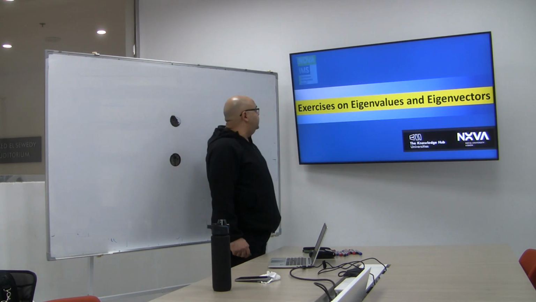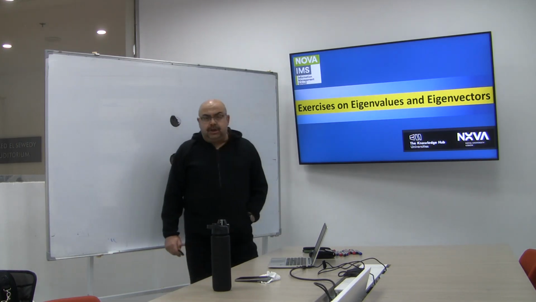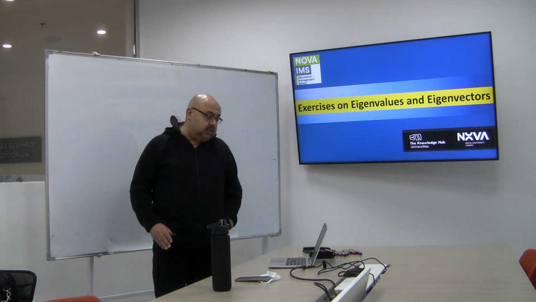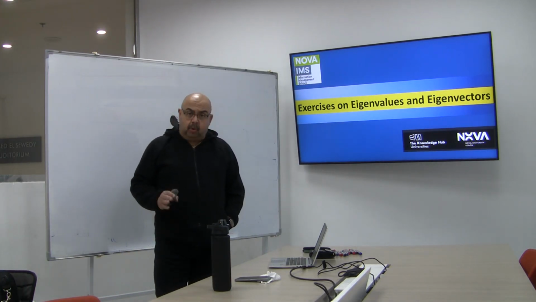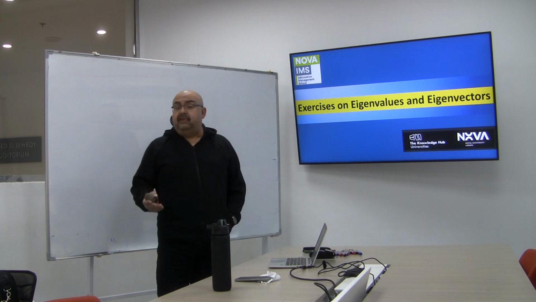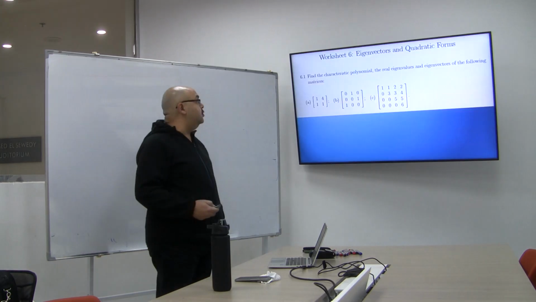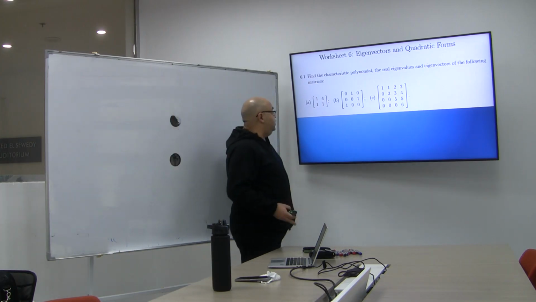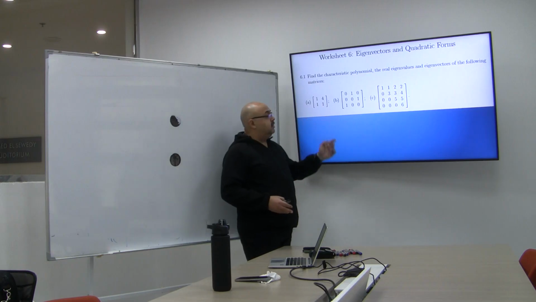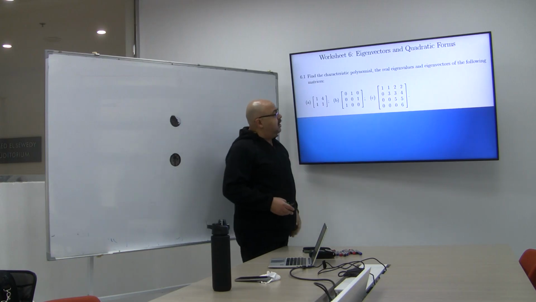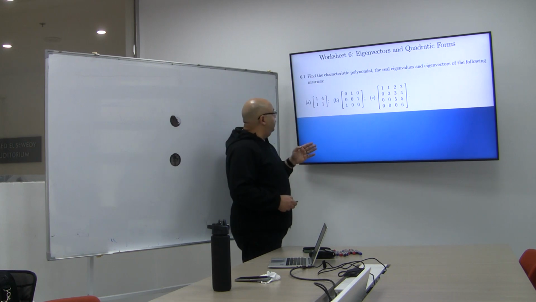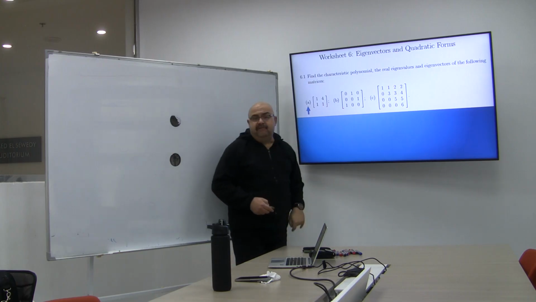So I will start with some exercises from the worksheet of this chapter, just to focus more on the evaluation and to find more problems on the eigenvalue and eigenvector issue. So here he is giving you three matrices. One of them is 2 by 2, as you can see, the other is 3 by 3, and the other is 4 by 4. He is asking you to find the characteristic polynomial, the real eigenvalues and the eigenvectors of the following matrices. Let's start with the first one.